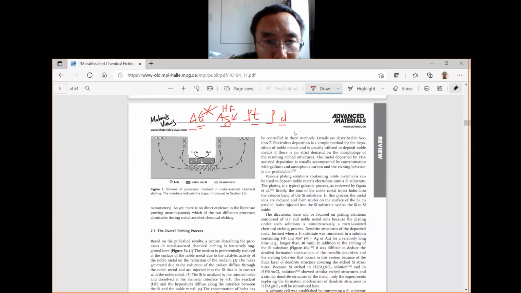So in the contact area, when there is contact, there is chemical reaction. That means the silicon below the gold will be etched away. There is no etching here, but the silicon below the gold will be etched away. As a result, the gold will sink into the silicon. The area in contact will be etched away and dissolved, then the gold will sink into the silicon.